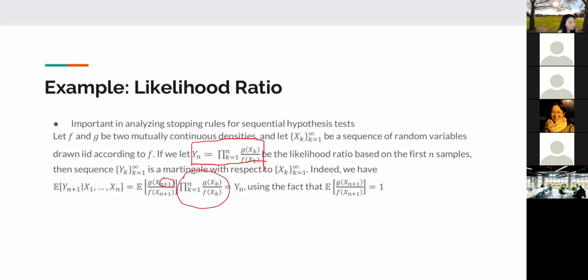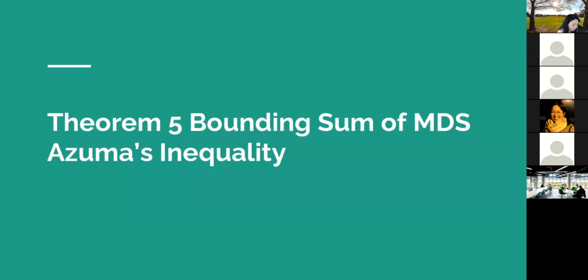So again, you can see the likelihood ratio can also be formed as a martingale. Later on, we'll see some very important martingale inequalities to help you understand the perturbations of these sequences. So now finally, we're here: bounding sums of MDS, martingale difference sequences, using Azuma's inequality.